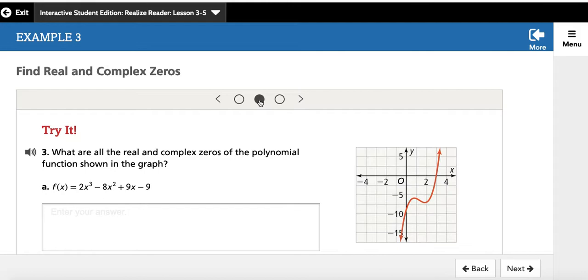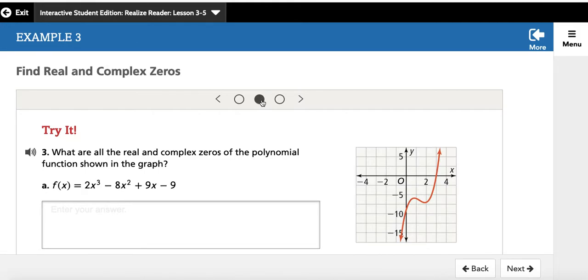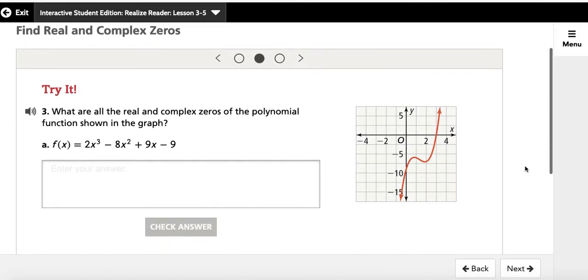Let's see if they give us another practice problem. Sure. Same thing. It's a cubic function, so we can go by inspection and see that it crosses at 3. Oh, this is a try it. Right. So go ahead and try this, and then come on back when you're ready.